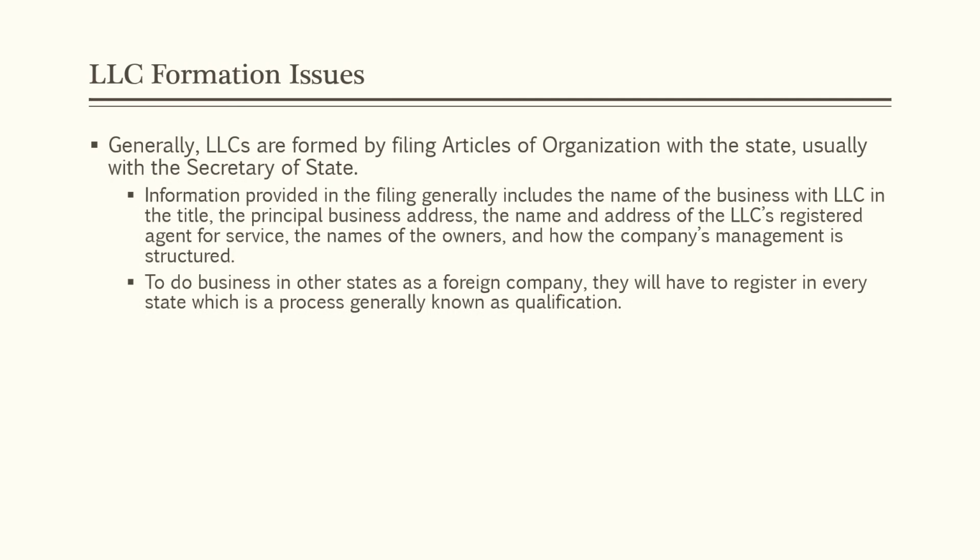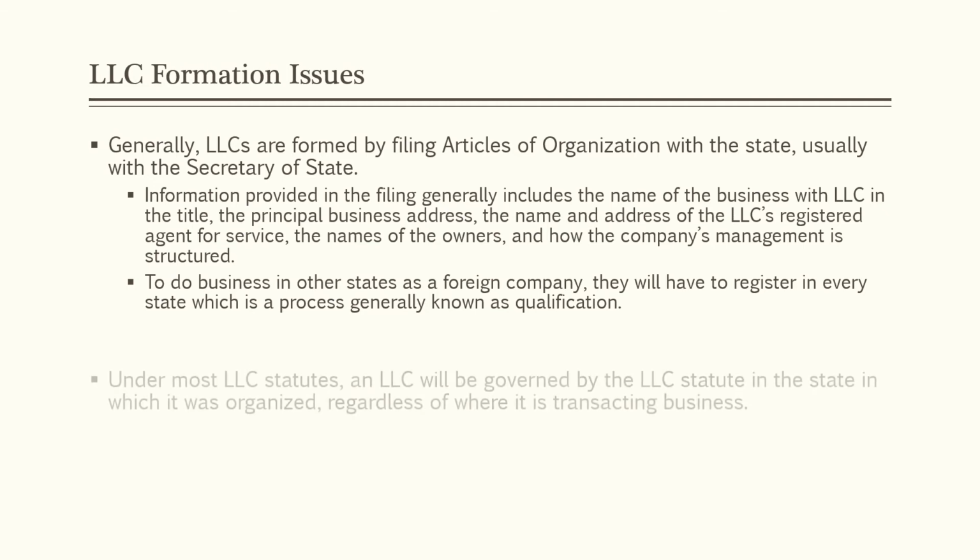Generally, LLCs are formed by filing articles of organization with the state, usually with the Secretary of State. Information provided in the filing generally includes the name of the business with LLC in the title, the principal business address, the name and address of the LLC's registered agent for service, the names of the owners, and how the company's management is structured. To do business in other states as a foreign company, they will have to register in every state, which is a process generally known as qualification.